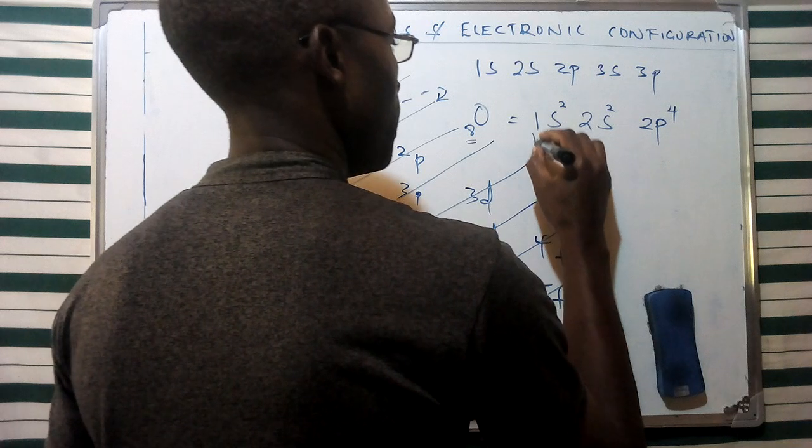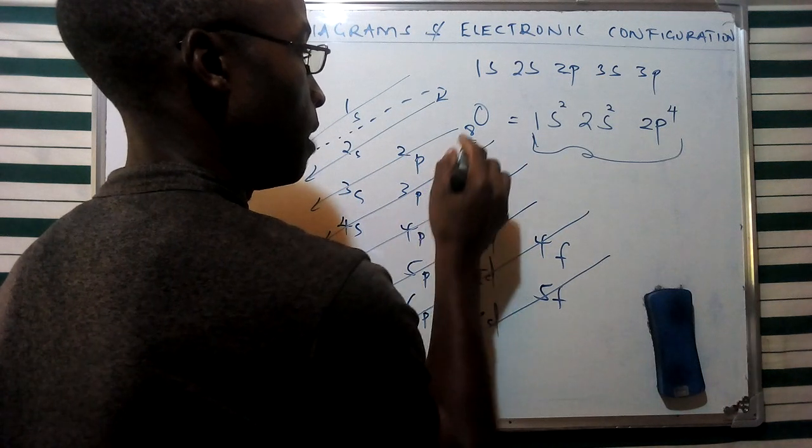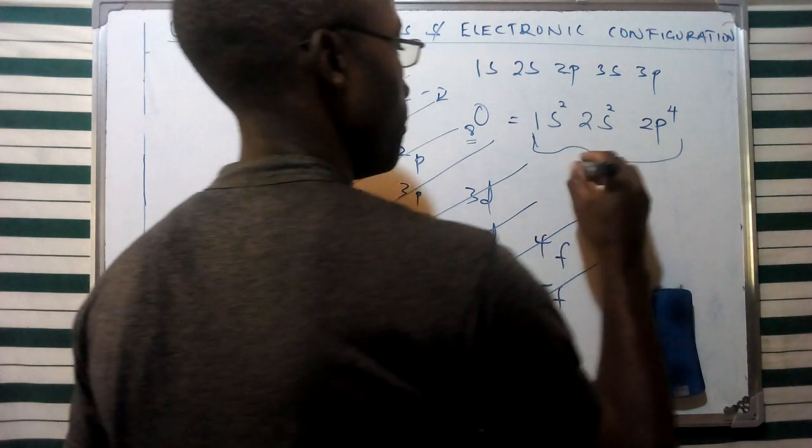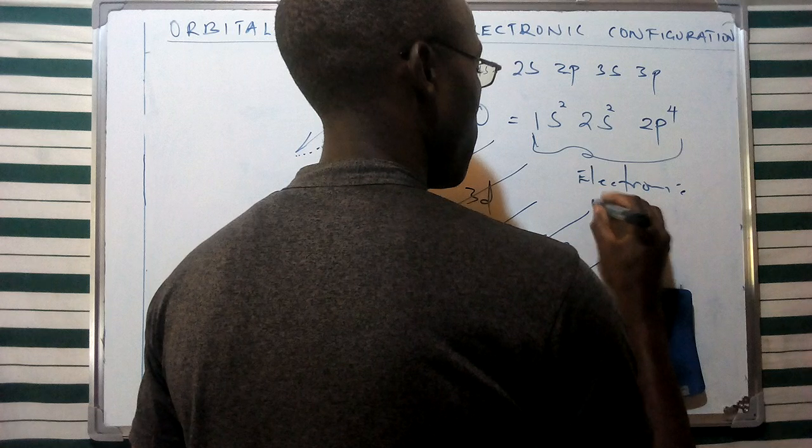So this specific arrangement that I've given on the board for an atom of oxygen with atomic number 8 is going to be referred to as the electronic configuration.